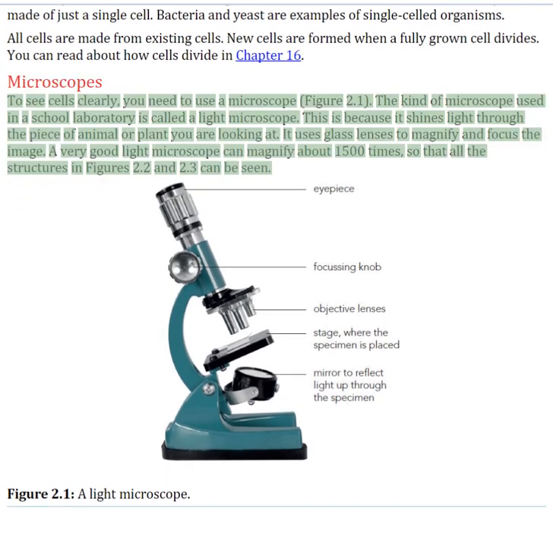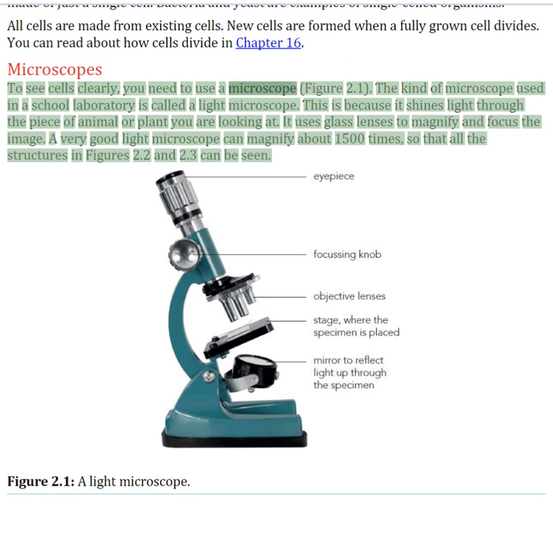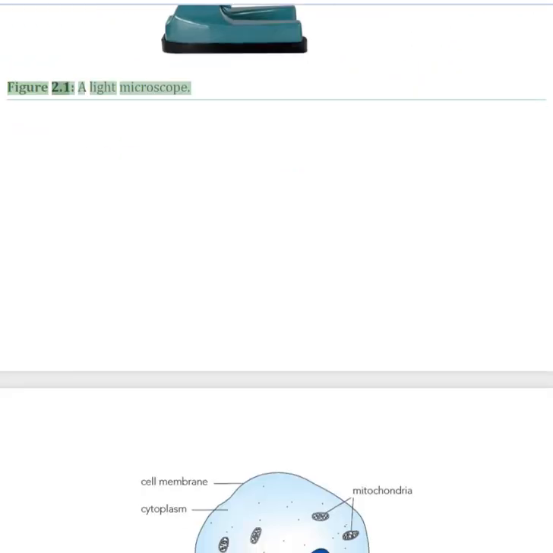Microscopes. To see cells clearly, you need to use a microscope. The kind of microscope used in a school laboratory is called a light microscope. This is because it shines light through the piece of animal or plant you are looking at. It uses glass lenses to magnify and focus the image. A very good light microscope can magnify about 1,500 times, so that all the structures in figures 2.2 and 2.3 can be seen. Figure 2.1, a light microscope.